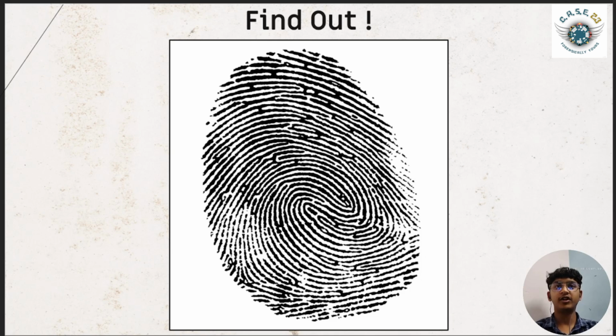Alright, now that we have covered minutiae patterns, let's put our observation skills to the test. Take a look at this fingerprint image on the screen. Your challenge: identify as many minutiae patterns as possible. Look for ridge endings, bifurcations, trifurcations, islands, spurs, anything we just talked about. Pause the video if you need to. Take your time and try to spot them.